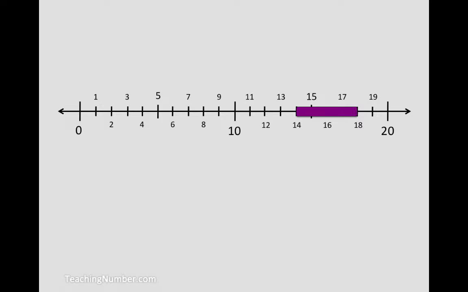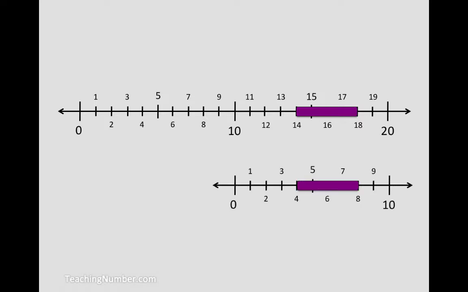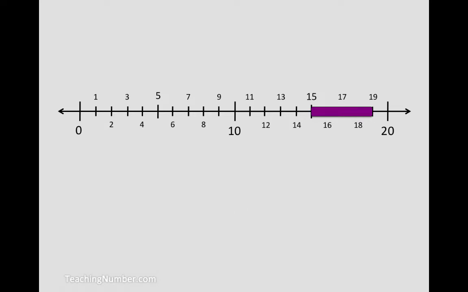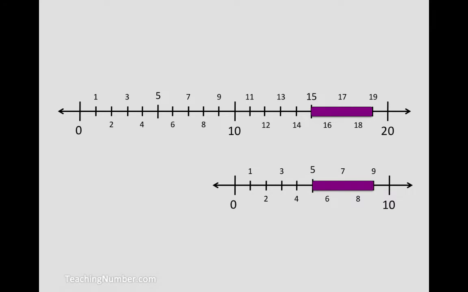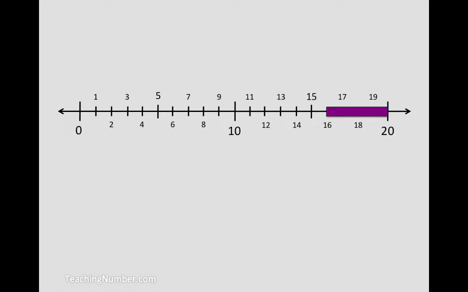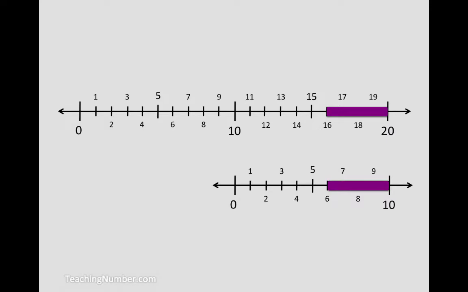Here we have the distance from 14 to 18. We can also think of this as a bigger than or smaller than situation. So 18 is 4 bigger than 14 because 8 is 4 bigger than 4. 15 is 4 smaller than 19 because 5 is 4 smaller than 9. And 20 minus 16 is the same as 10 minus 6.